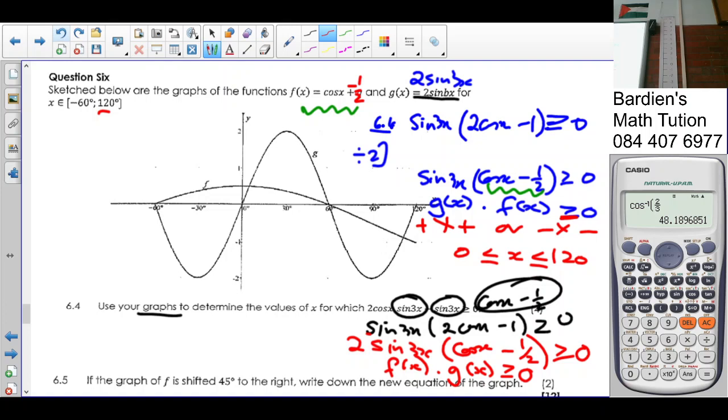Anything else? Thank you. Let's look at the last question. It says, if the graph is shifted 45 degrees to the right, if the graph of f is moved 45 degrees to the right. Okay, let's just take this off here.